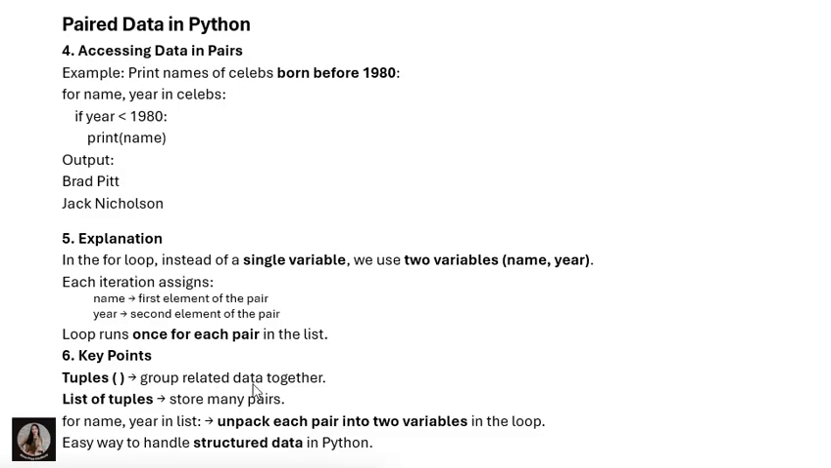Here a tuple means a group of related data together. I will explain tuples in detail in module 2. List of tuples means you can store many pairs. And for name, year in list, it will unpack each pair into two variables in the loop, in which one variable is name, which is a string data type, and the other is year, which is an integer data type. It is an easy way to handle structured data in Python, by using paired data and tuples.